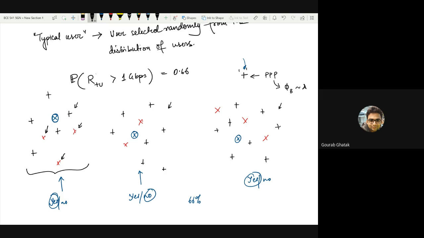So this blue guy in our context will be called the typical user, right? Whatever we will be doing is characterizing the performance of this network from the perspective of this typical user, which is this blue cross. But you have to always keep in mind that it is not the performance of a single user. It somehow represents the average performance across the network of all the users.